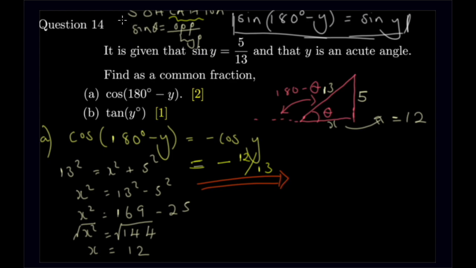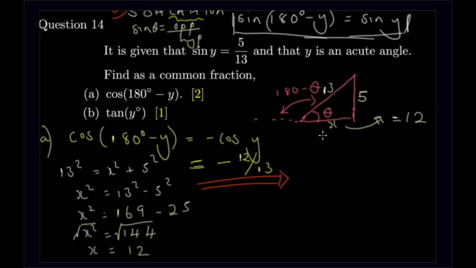So we used this mnemonic to find the definition for the sine ratio. The sine ratio is equal to opposite, which in this case is 5, over hypotenuse, which in this case is 13. Afterwards, what we did was find this adjacent. Why? Because we would need it to compute the cosine.